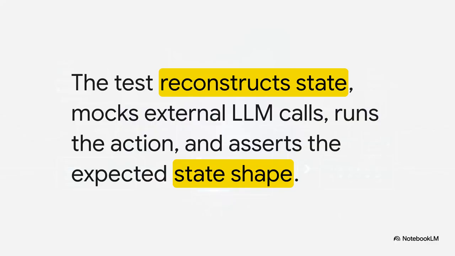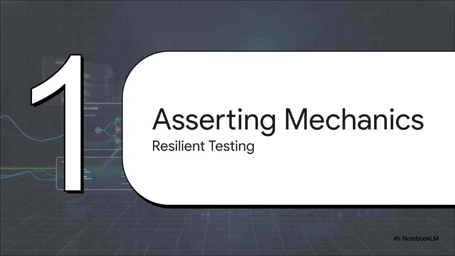Looking at the generated test here, you can see how it reconstructs the exact state right before an action. Since determinism is the whole point, you mock or stub those external LLM calls. The test then runs the action and asserts the expected state shape, the routing decision, or the data transformation. The best part? You get to run your test with determinism without hitting those expensive, unpredictable AI APIs every single time your CI/CD pipeline runs. Huge relief, right?